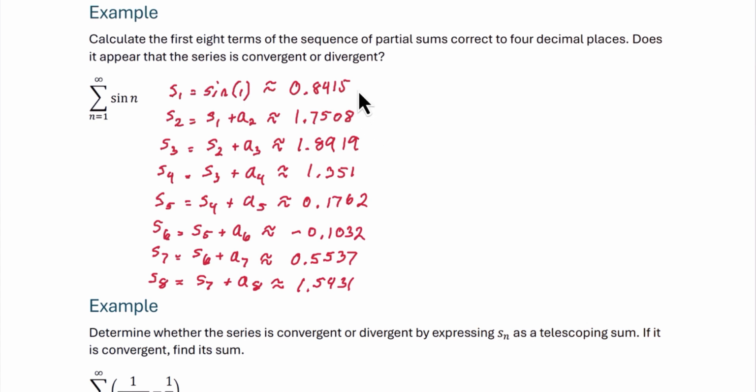It's not converging to a number. So in this case, this is divergent. Hopefully that makes sense. If you think about the graph of sine, it's oscillating between negative 1 and positive 1, and so it's never going to converge to a number. It's going between those negative 1 and positive 1 values, making it divergent.